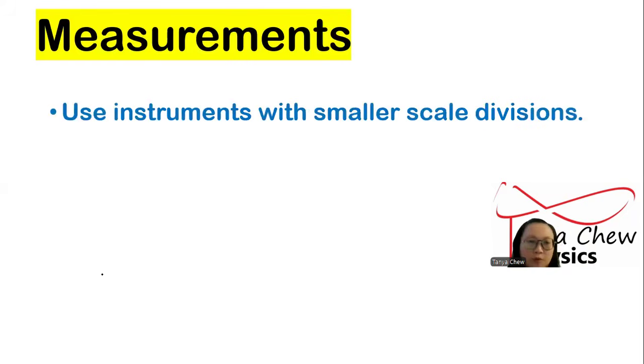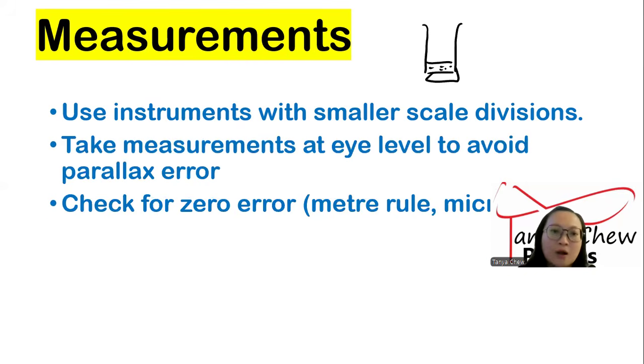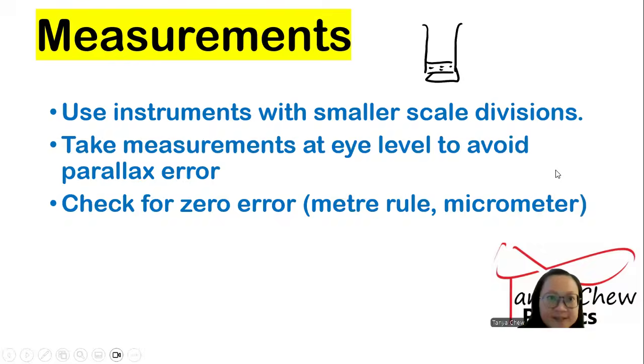If you want to talk about the measurements, maybe instead of using a measuring cylinder with a big scale, where the water is just here, you could use a measuring cylinder with a smaller scale division. That would be more accurate, right? These are just suggested improvements. You could write this: take measurements at eye level to avoid parallax error. And before you use an analog ammeter, digital meter, micrometer or meter rule, check for zero error.